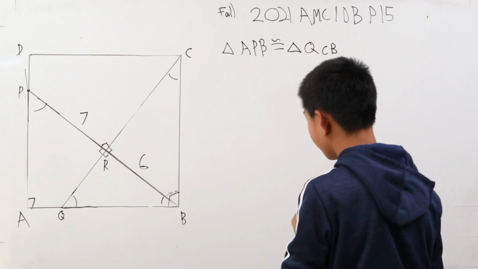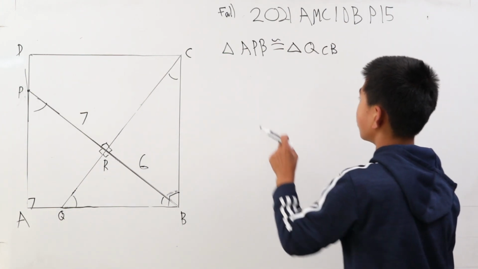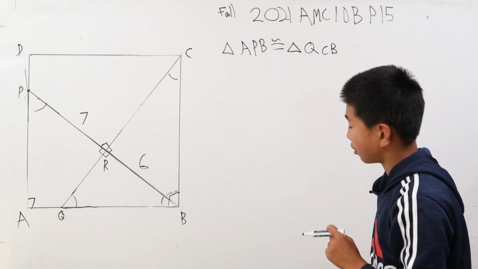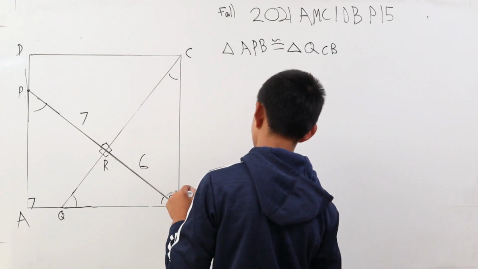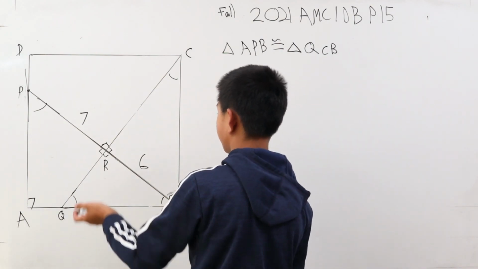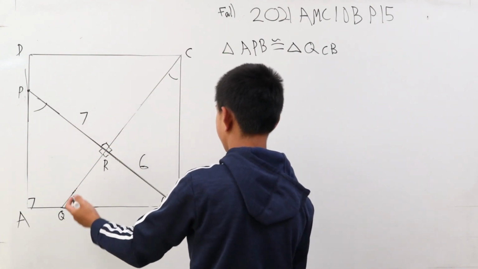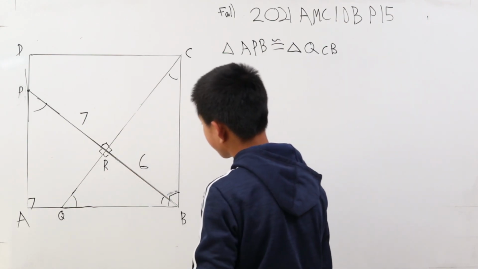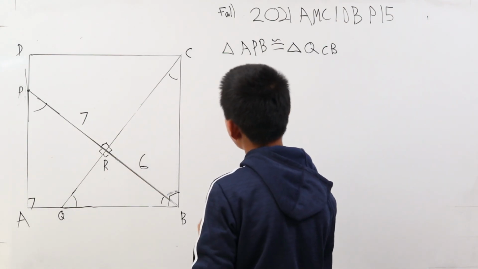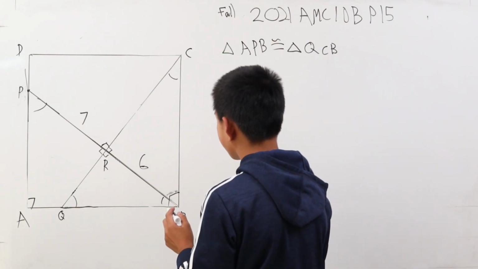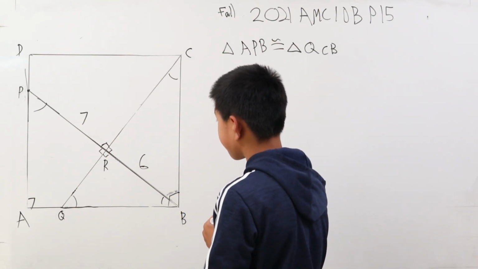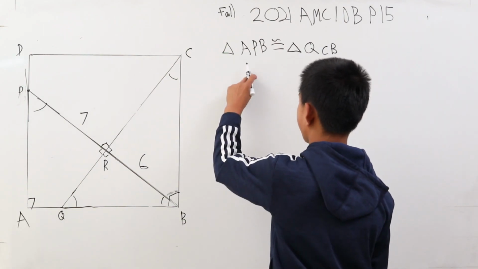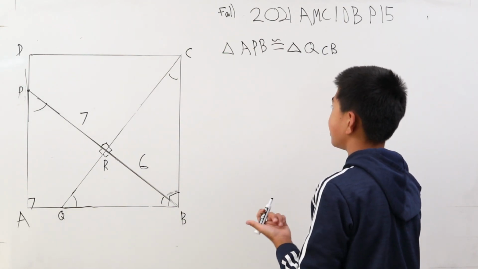Now that we've proved that, it makes things a lot easier. First of all, the hypotenuse for this triangle is 7 plus 6, or 13. So the hypotenuse for this triangle is also 13. Using that knowledge, we can implement the Pythagorean theorem because we have a set of right triangles here. Now we have to use substitution to make this easier.